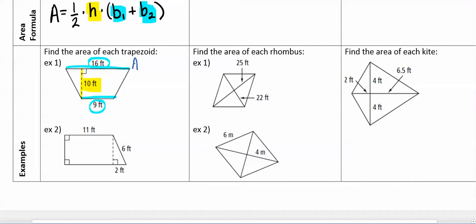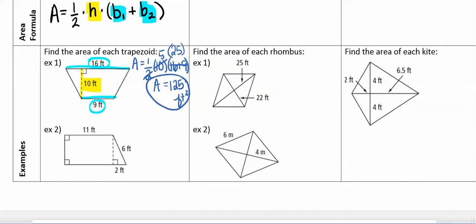So the area is equal to 1/2 times 10 times (16 plus 9). We want to follow the order of operations, so we've got to add first. 16 plus 9 is 25. And then, just like we do with the area of a triangle formula, I like to see if I can cut anything in half. I can cut the 10 in half, so that's 5. And then I'm just multiplying 5 times 25, and that's 125 square feet.